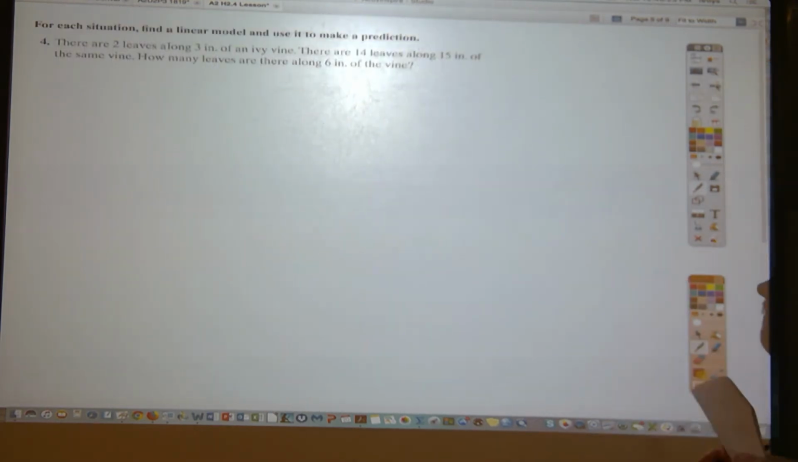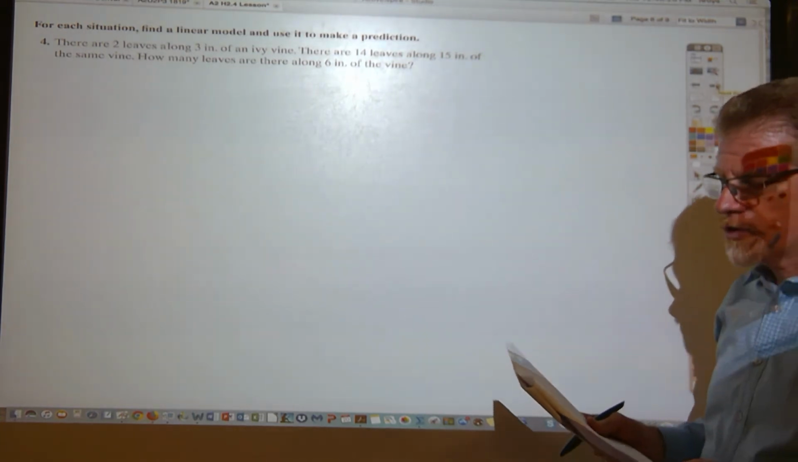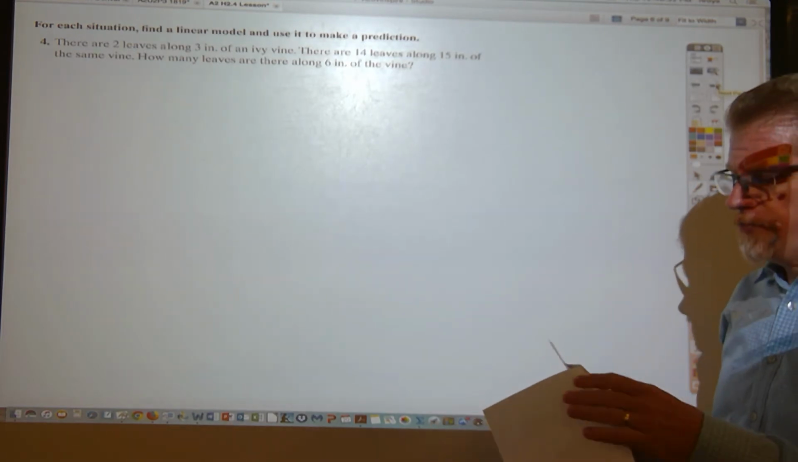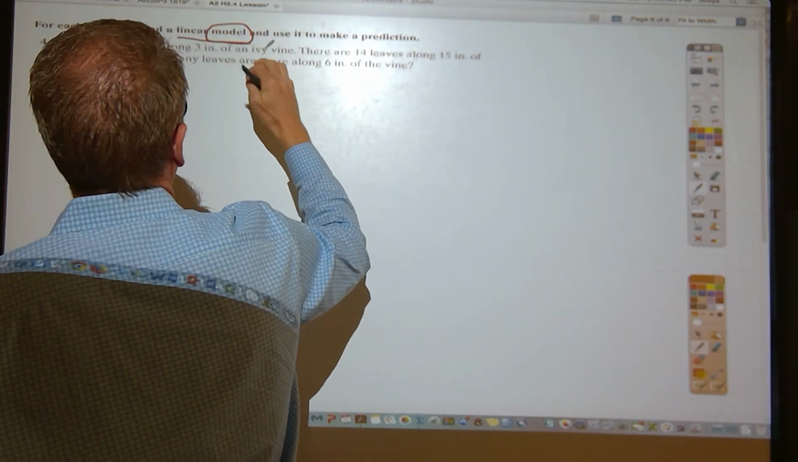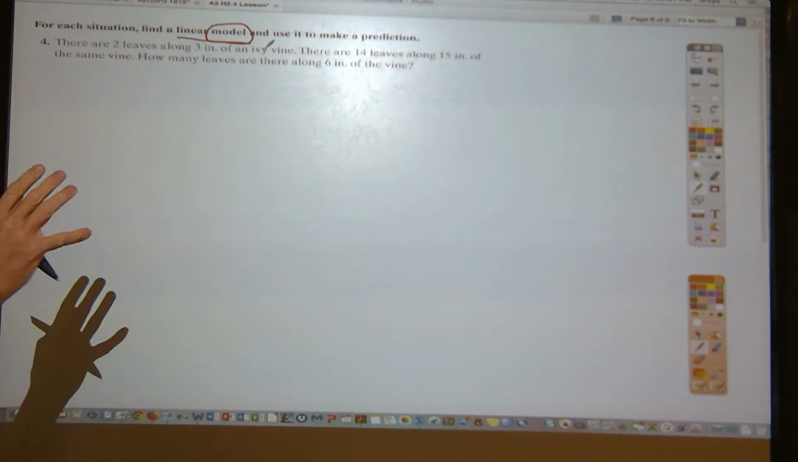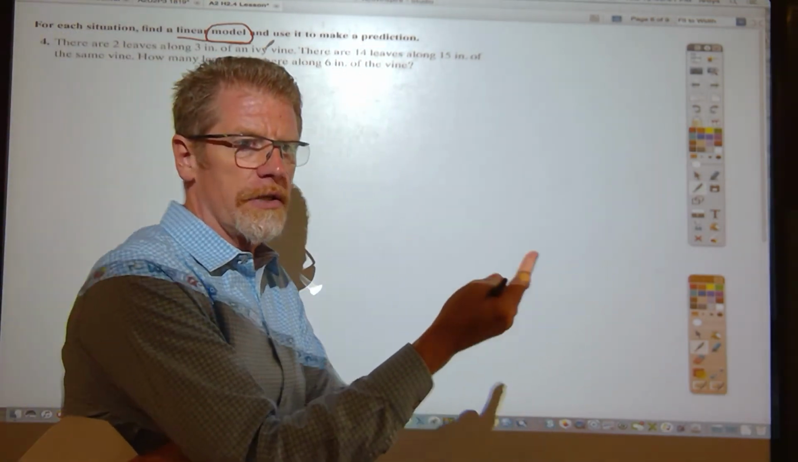One more. So this last one that we're going to look at together, before I turn you loose to do the rest of homework 4 on your own, is problem 4. For each situation, it says find a linear model. That word model was used on the PSAT, and use it to make a prediction. Okay, so this time we're going to use the model to go one step further. We're going to make a prediction with the model.